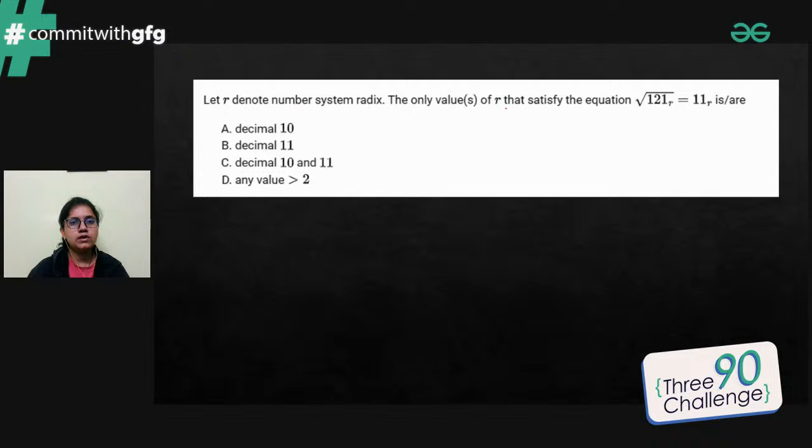Okay, so let's try to solve this question. So let r denote the number system radix. The only values of r that satisfy the equation. So for such type of question, what we will do, we will just do the squaring. For such type of question, the methods are fixed. Like for such type of question, we will first do the squaring like this. So it will be (11) in base r, and this will be (11) in base r.